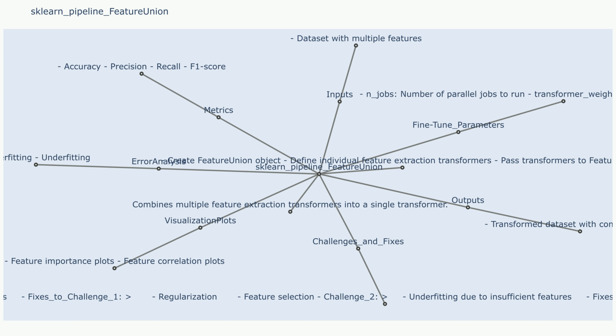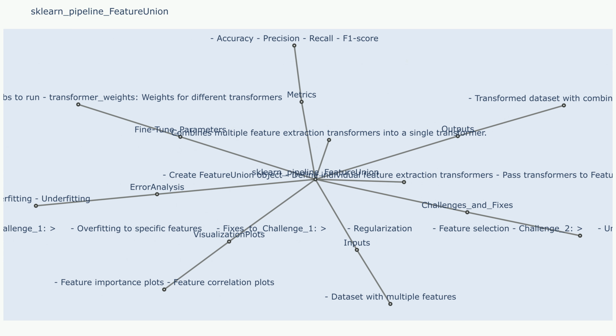Outputs. Output 1: A transformed feature matrix, a NumPy array. The shape of the output will depend on the individual transformers used and how they transform the input data.